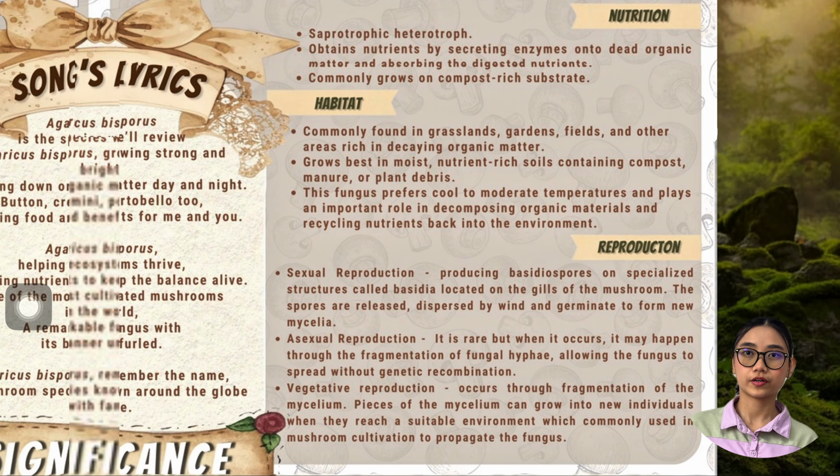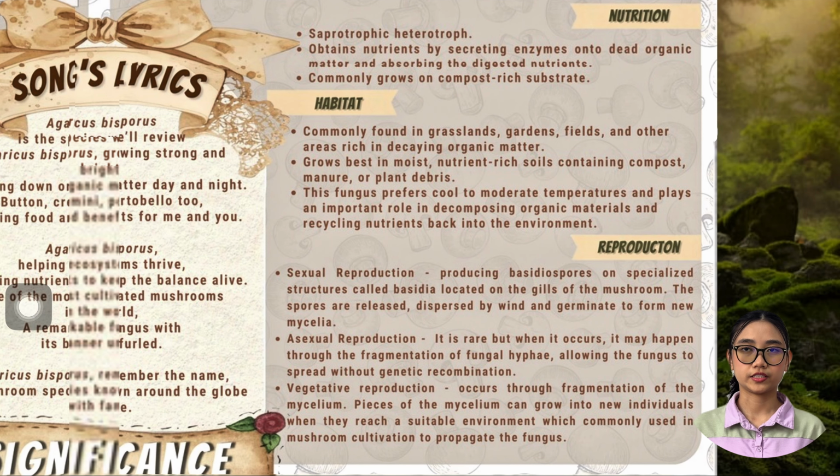For the habitats, you can commonly find Agaricus bisporus in grasslands, gardens, and fields. It grows best in moist, nutrient-rich soils, and it prefers cool to moderate temperatures. Its important role is decomposing organic materials and recycling nutrients back into the environment.